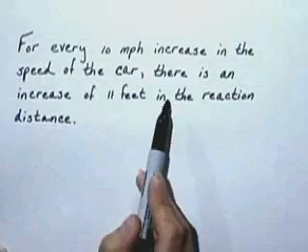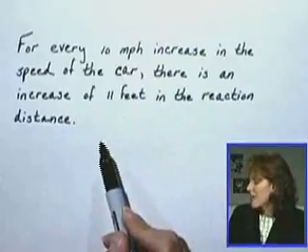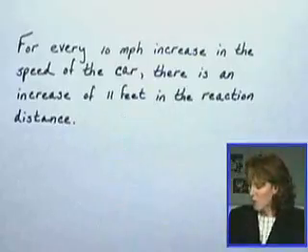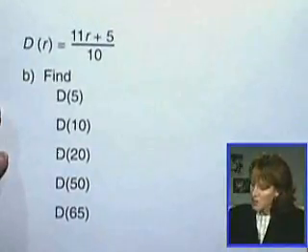Well, for every horizontal change of 10 units, there's a vertical change of 11. That would mean that for every 10 miles per hour increase in the speed of the car, there would be an increase of 11 feet in the reaction distance. Very good. For every 10 mile per hour increase in the speed of the car, there's an increase of 11 feet in the reaction distance. And that's how we interpret the slope. Let's answer a couple more questions regarding this application.